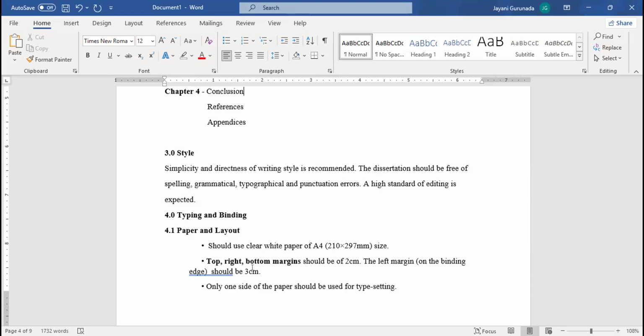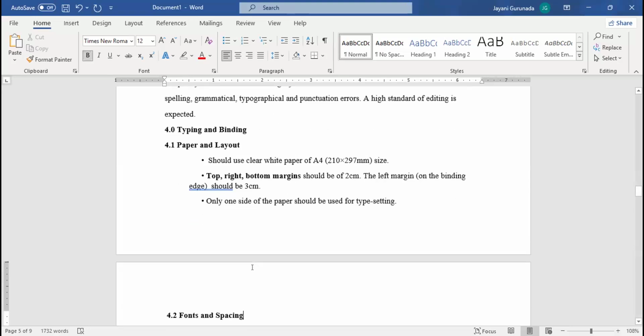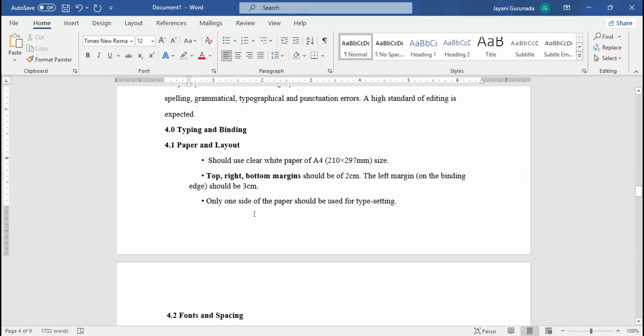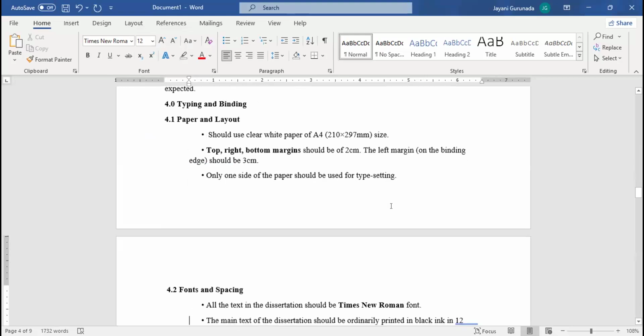Typing and binding, then paper and layout. Right? So you have to use A4 papers. So these are the margins. Top, right, and bottom margins should be 2 centimeters. Left margin, the binding side, 3 centimeters. Then only one side of the paper should be used for typesetting, right? Only one side, not both sides, otherwise it becomes unclear.